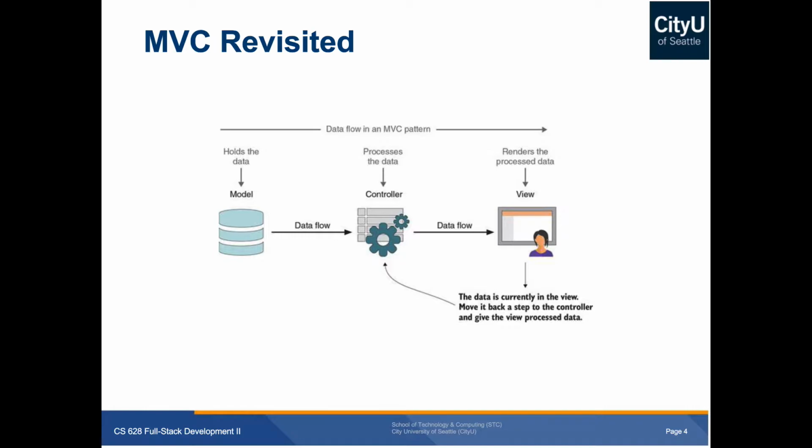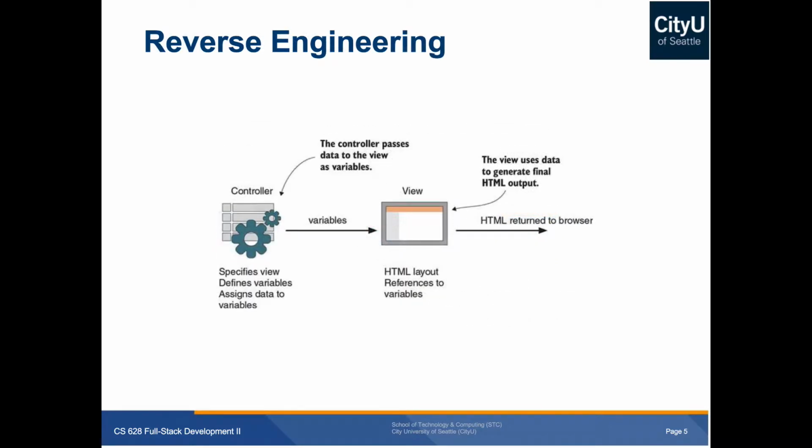So MVC, if you follow that pattern, we have the model, view, and controller, right? The model provides data to the controller, where the controller can now pass that data to the view. Data is currently in the view. Move it back a step to the controller and give the view processed data. Reverse engineering: the controller passes the data to the view as variables, and we specify the view defines variables and assigns data to variables. The view uses the data to generate the final HTML output.